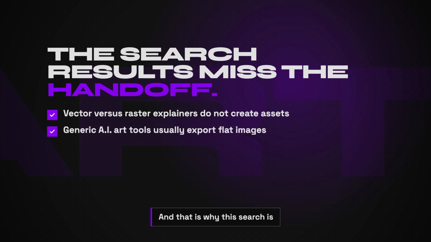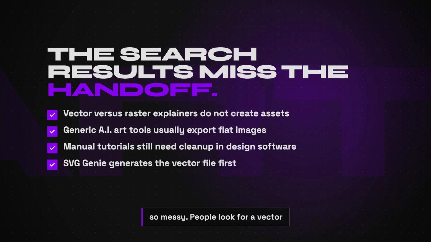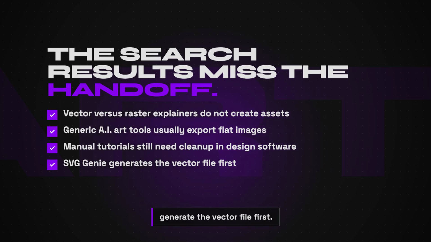And that is why this search is so messy. People look for a vector art generator, then YouTube shows them raster versus vector explainers, general AI art tools, or tutorials that still require cleanup in another app. The missing piece is simple. Generate the vector file first.